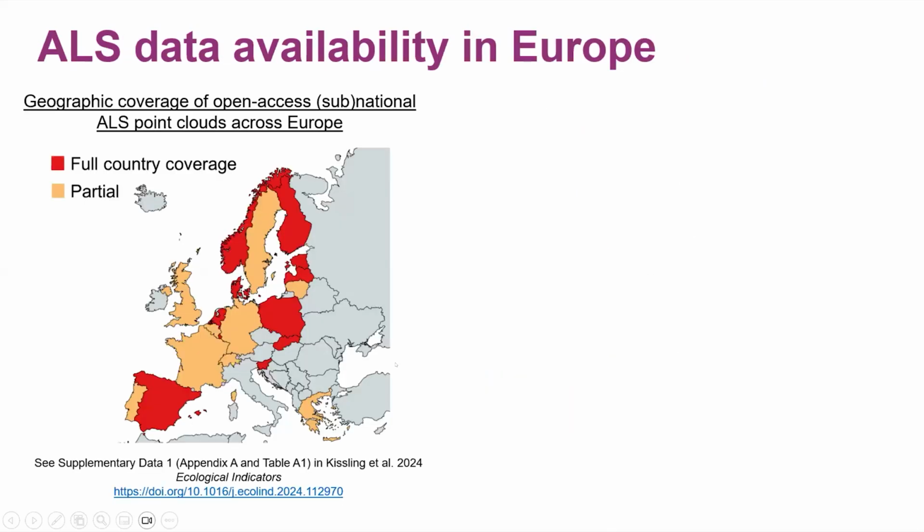If we look at the geographic coverage across Europe for open access national or subnational point clouds, you will see that many countries have data available, but often not with a full coverage across the whole country. These are the orange countries here, but in red are illustrated countries that have at least one full coverage of the country. This includes Spain, for instance, the Netherlands, Poland, some of the Nordic countries.